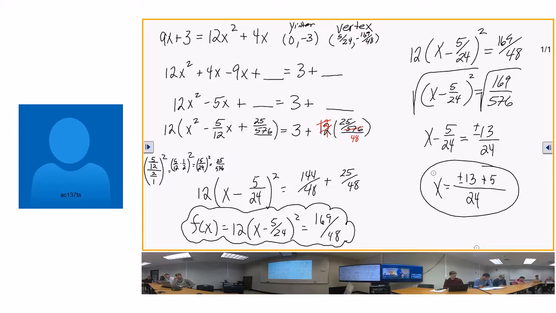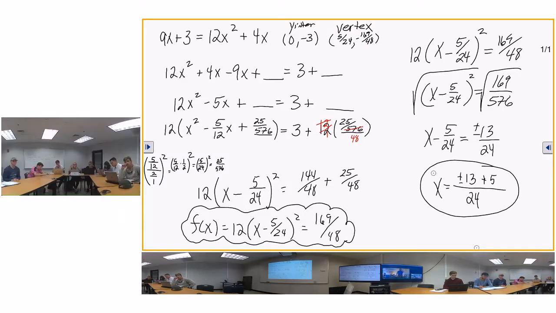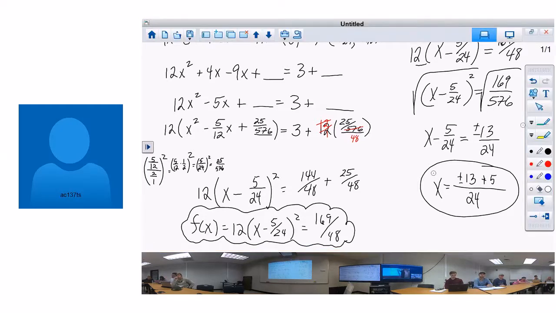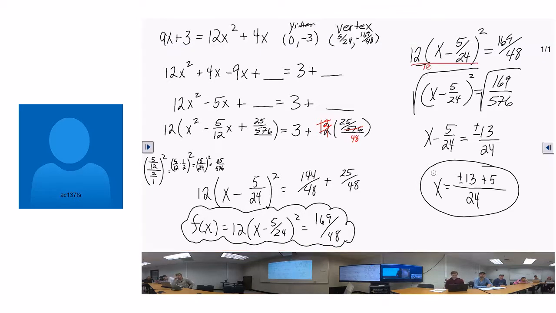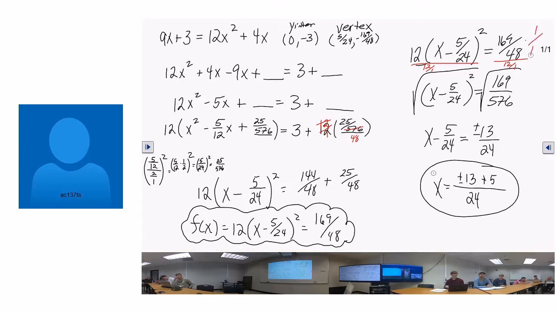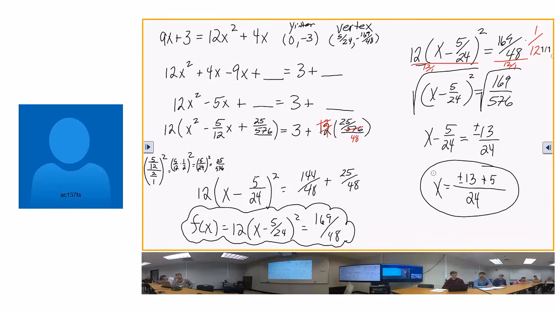How did you get the 169 over 576? Okay? What did I do right here? I divided by what? Right here. What did I do? I divided by 12 over 1. Divide by 12 over 1, which means you multiply by 1 over what? 12. Laws of fractions.